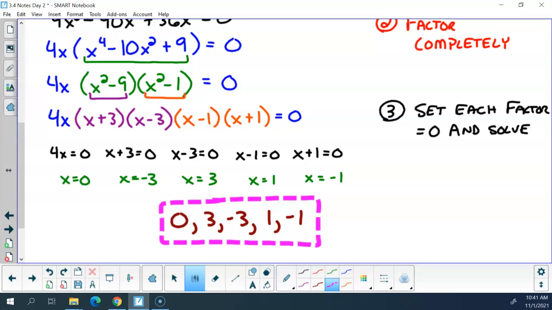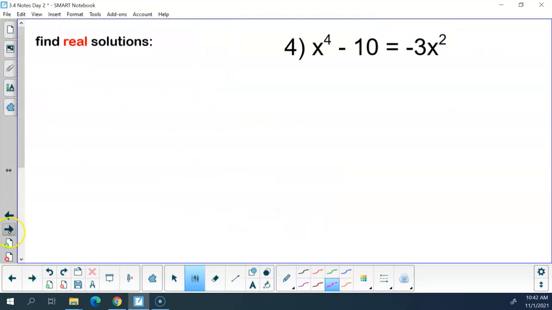Step number 1. I'm not going to say anything. You guys tell me what to do. Set equal to 0. So how do we want to get it equal to 0? Add 3x squared. Okay? Beat you to it.